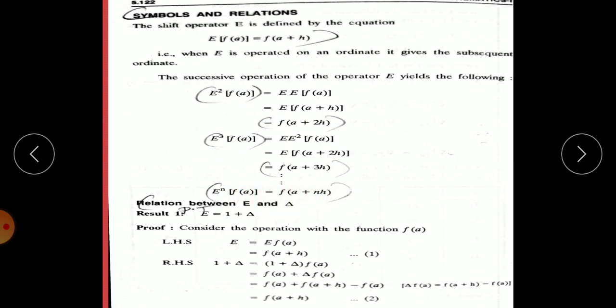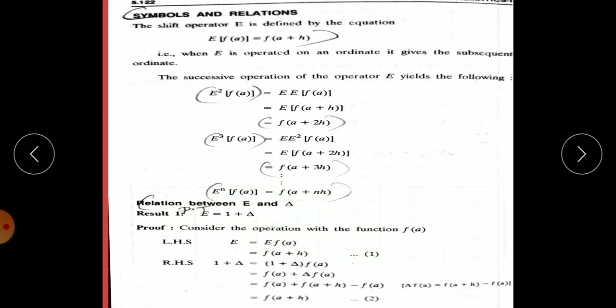Now the relation between E and lambda. So prove that E equals 1 plus lambda. This is a university question which they have asked for the past 5 years. Consider the operations with the functions f of a.